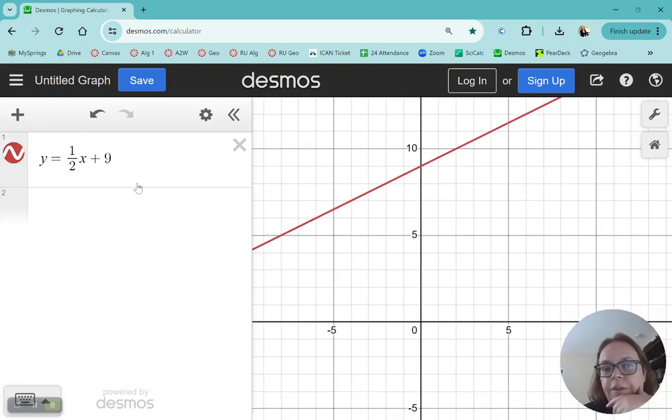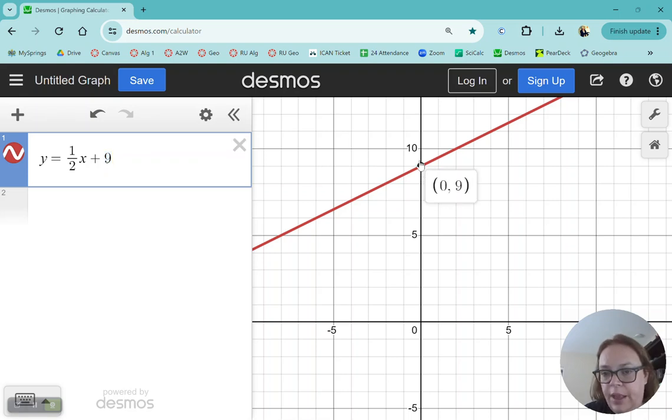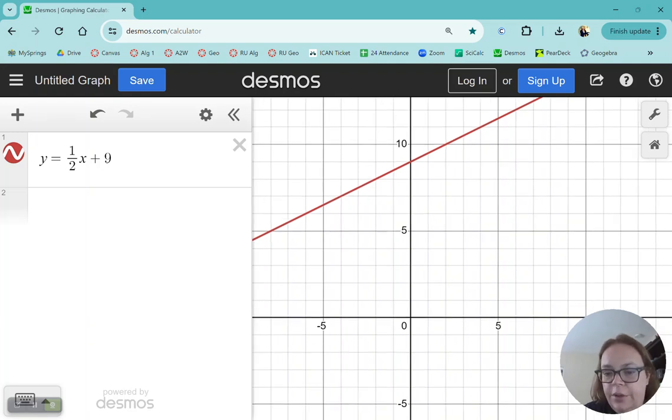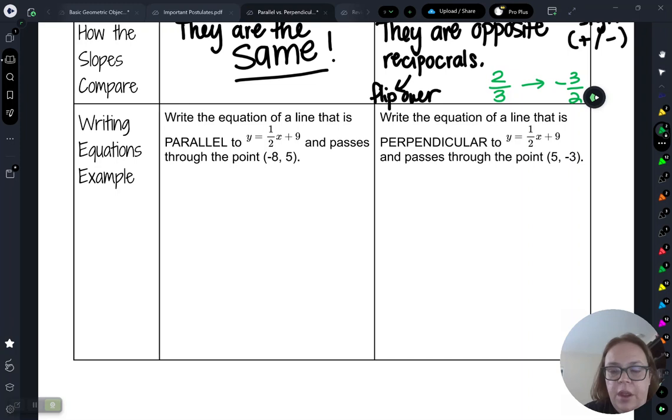So just as a review, this is in slope-intercept form. The 1/2 is the slope, and the 9 is your y-intercept. So you can see that it crosses the y-axis at that point. And you can see that it's rising 1, running 2, up 1 over 2, up 1 over 2. That's your slope. Okay, so going back to our problem here, we're trying to write the equation of a line that is parallel to y equals 1/2 x plus 9 and passes through the point (-8, 5).